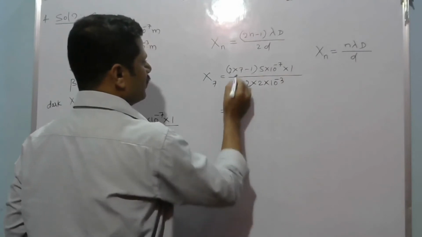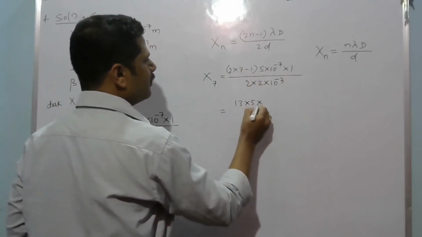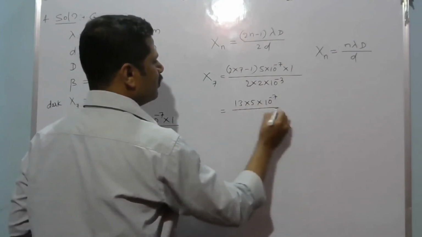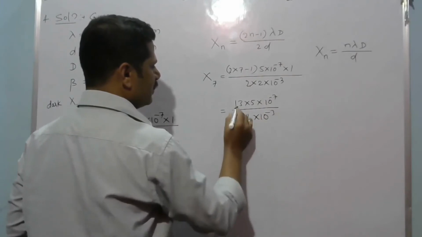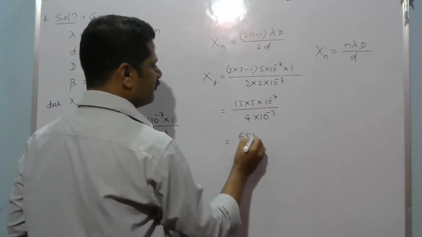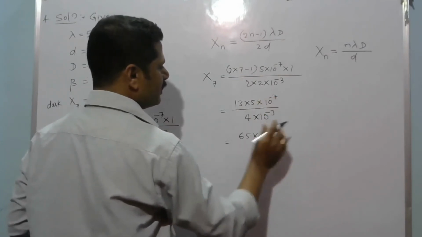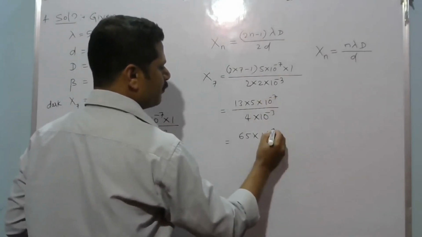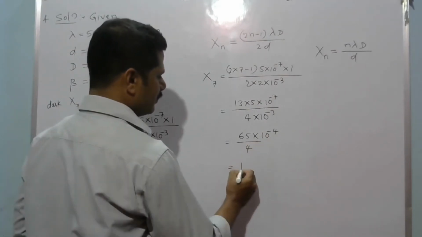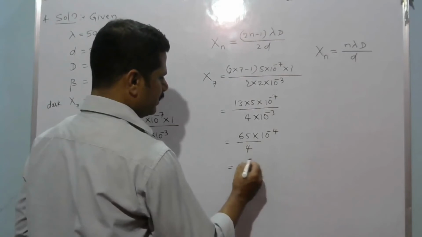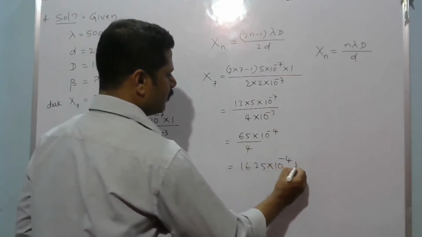This is equal to (14 minus 1), that is 13, into 5 into 10 raised to minus 7, divided by 4 into 10 to the power of minus 3. Here we have 13 into 5, that is 65, into 10 to the power of minus 7, divided by 10 to the power of minus 3. This will become 10 to the power of minus 4 divided by 4, which is equal to 16.25 into 10 raised to minus 4 meter.